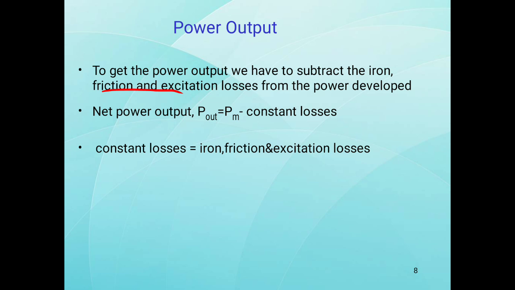Here, the net power output, P out, is equal to Pm minus constant losses. In the synchronous motor, what are the constant losses? Constant losses are equal to iron, friction, and excitation losses.